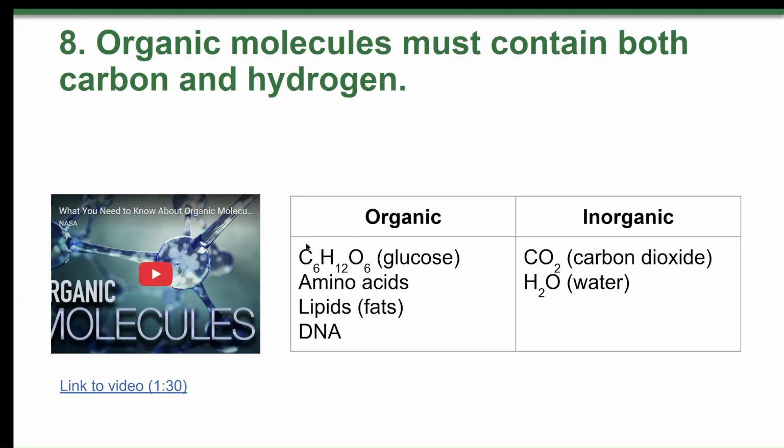C6H12O6. This is something that we're going to be talking about a lot throughout this year. We'll mention it several times. That is glucose, and glucose is basically just pure sugar, like cane sugar that we get from the store. We also have amino acids, which can be found in proteins, lipids, also known as fats, and then also DNA. All of these things are organic molecules that will have both carbon and hydrogen in their chemical structure.